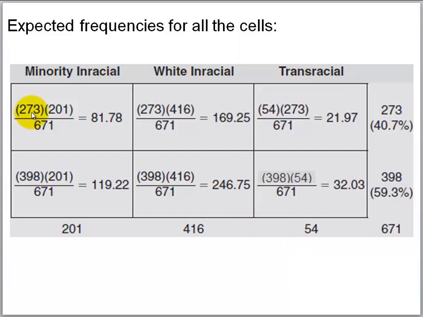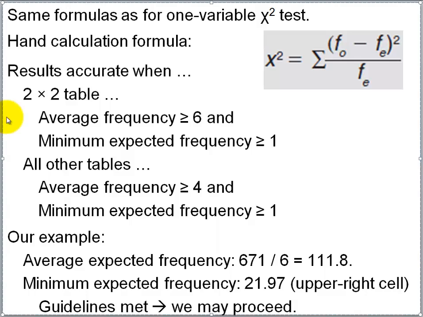The crosstab table here shows the expected frequencies for each cell. So for instance, here we're multiplying row margin total by column margin total, dividing by 671 to obtain the expected frequency of minority in racial cases with serious behavior problems. Chi-square test of independence uses the same formulas as does the one variable chi-square test. So here is the preferred hand calculation formula, and it makes use of observed and expected frequencies.